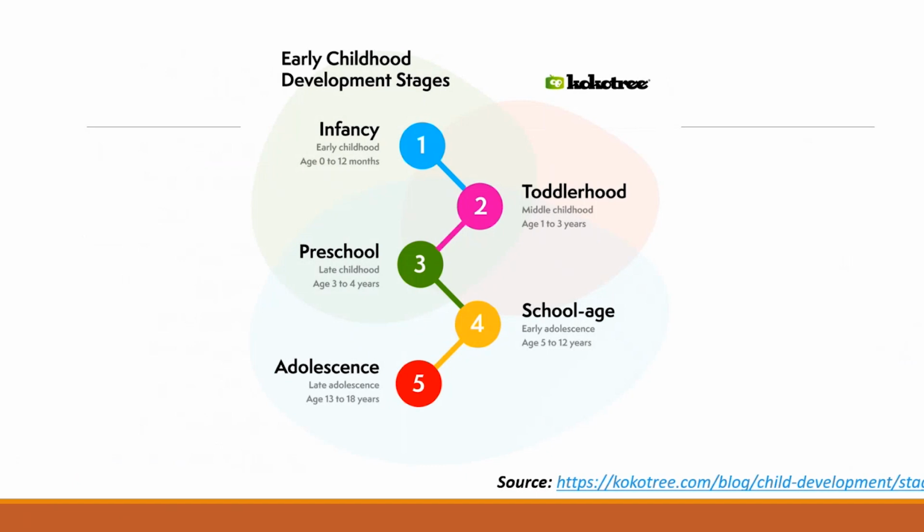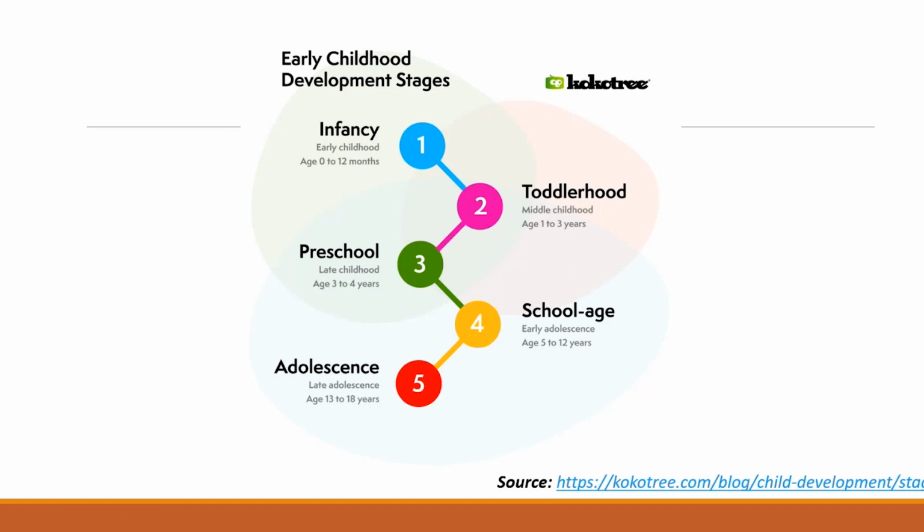So I'm going to talk us through the early childhood development stages, with number one being infancy. Infancy refers to early childhood between the ages of 0 to 12 months. And at 0 to 12 months, there are certain things that are taking place in infancy that we need to be mindful of as they move over to number two, which is toddlerhood.